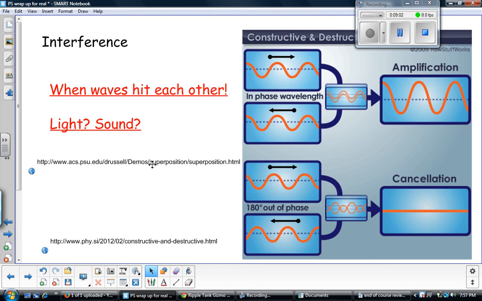Alright, now it gets a little trickier. This is the thing we have to talk about next, is what happens when a wave hits another wave. So we need more time for that, so we will stop this video and we will pick it up in our next edition.